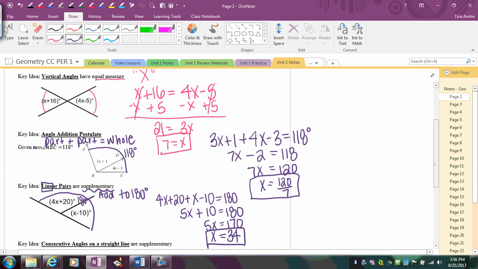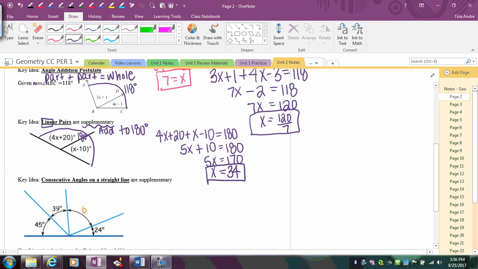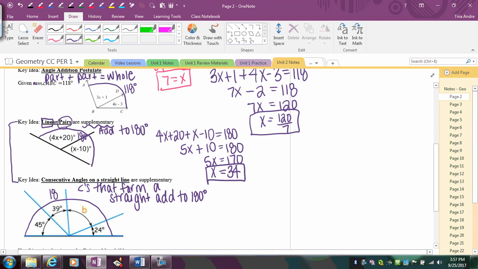The next type of angles are called consecutive angles on a straight line. So basically, these are pretty much the same thing. The difference is consecutive angles, you have multiple angles, versus this is saying a pair of angles. So that means two angles versus any number of angles. So this is also known as angles that form a straight line, add to 180. So you might word it like that. I often use that as my wording for it. So basically, all of these angles pieced together have to add up to 180.